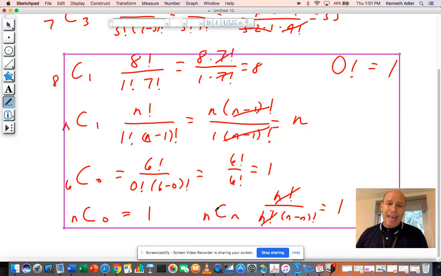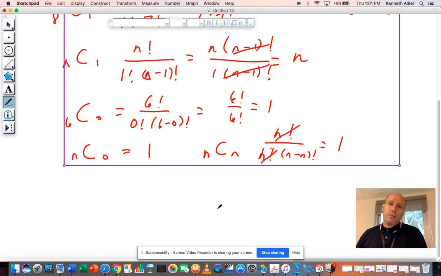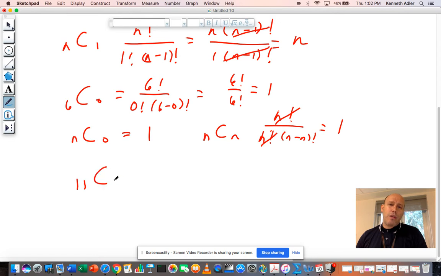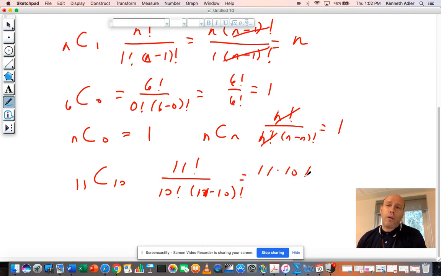11 choose 10. Those are some big numbers. Well, we have 11 factorial over 10 factorial times 11 minus 10. That's not so bad, right? Because this is 1. And we know it's 11 times 10 factorial over 10 factorial times 1 factorial. That goes out with that. Final answer, 11.